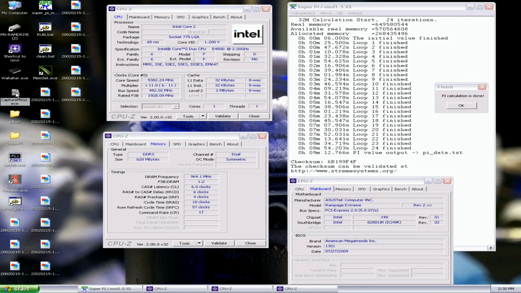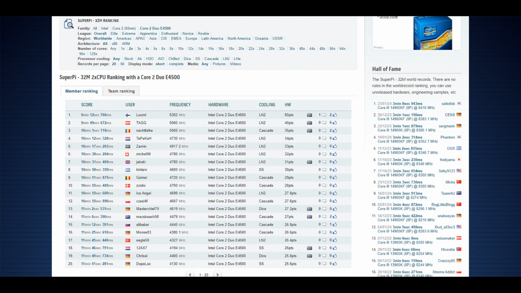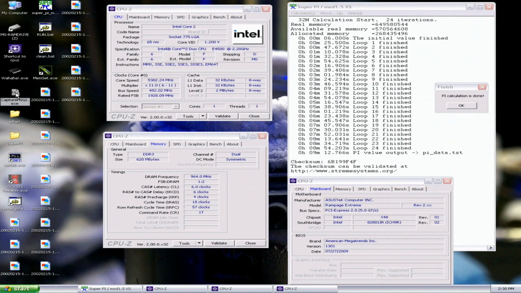9 minutes 12.766 at a bit over 5.3 gigahertz on the CPU, with monster clocks on the memory, 1930 almost, 664, 1857 common rate 1, Rampage Extreme 1301 BIOS. The previous top score by TAG from Austria was 9 minutes 49.672. So this is like a 37 second improvement, over half a minute faster than TAG. This is huge. I think he only ran like 5060 megahertz on the CPU.